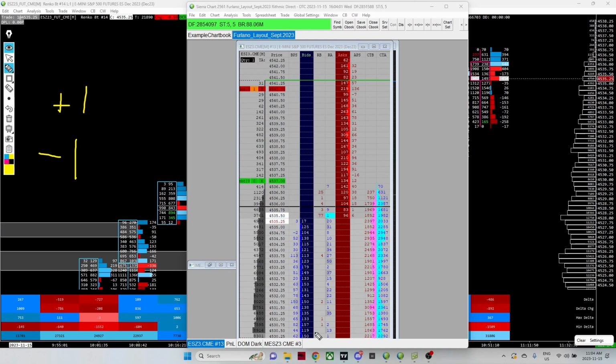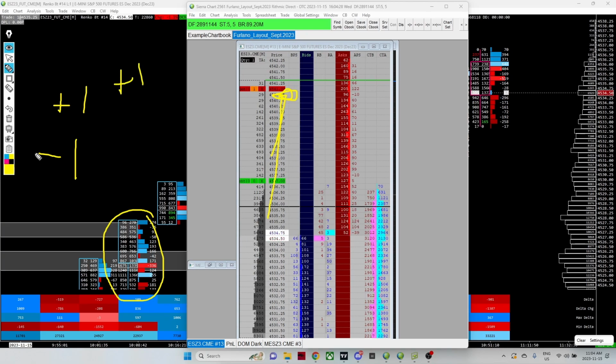It's a positive 1. Exactly. Why is it a positive 1? Because when price pulls up to my order, an aggressive buyer has to aggressively buy my order in order for me to get filled. And the deltas are based off aggression at the offer, aggression at the bid. Okay? So this would be a positive. Someone has to buy my sell aggressively, which would equal a positive 1 delta.